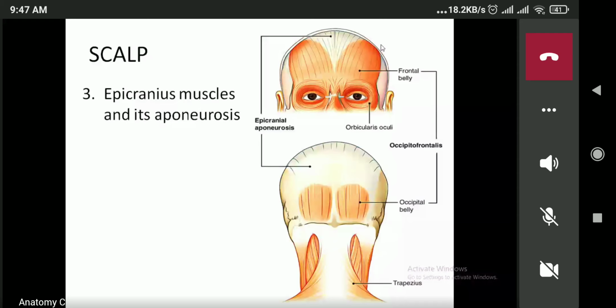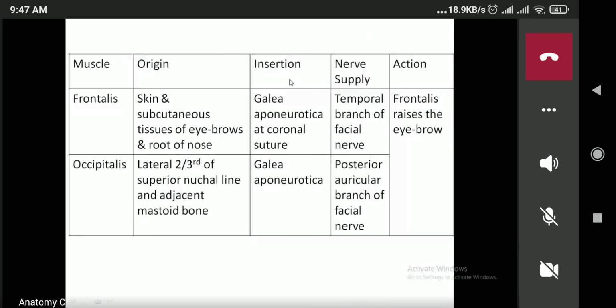So, the tabulated form of the origin and insertion of frontalis and occipitalis: the frontal belly arises from skin and subcutaneous tissue of the eyebrow and root of the nose, and is inserted within the galea aponeurotica at the level of the coronal suture. The occipitalis arises from the lateral two-third of the superior nuchal line of the occipital bone and the adjacent mastoid bone of the temporal bone, and is also inserted within the galea aponeurotica.